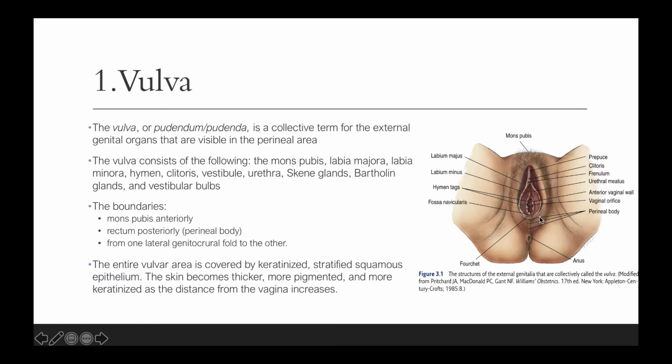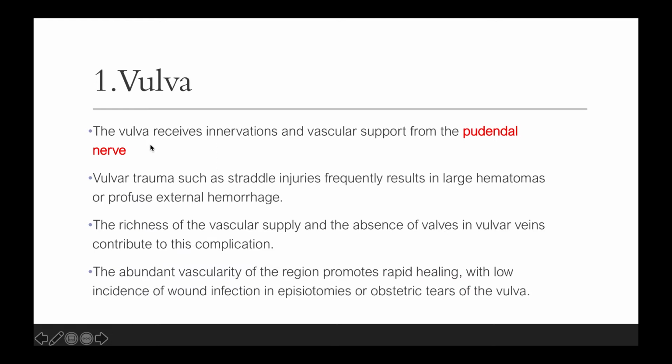The boundaries are the following. So it's the Mons Pubis anteriorly, the rectum posteriorly, or the perineal body, and then from one lateral genitocrural fold to the other. Okay, so the entire vulvar area is covered by keratinized, stratified squamous epithelium. The skin becomes thicker, more pigmented, and more keratinized as the distance from the vagina increases.